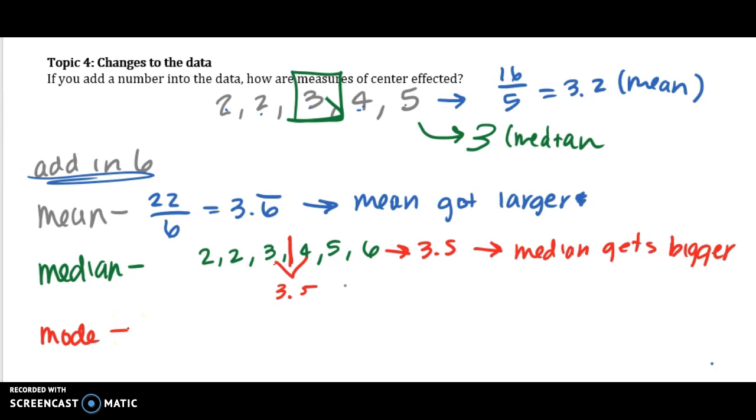And in this case, if I'm thinking about the mode, currently right now the mode is 2. But if I were to go through and reevaluate with a 6 in there, the 6 doesn't affect the fact that 2 is still the most occurring number. So in this case, the mode does not change.